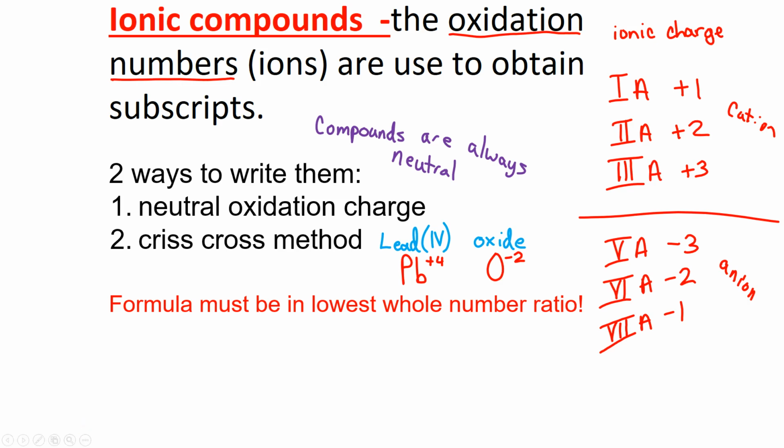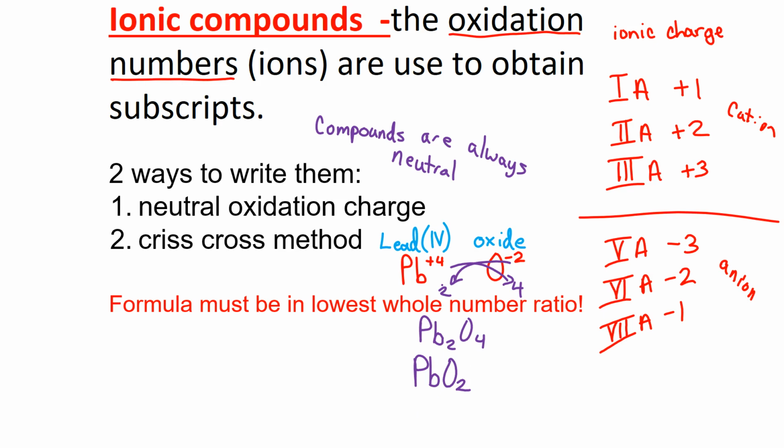Now, using the crisscross method, what would be the formula that I would get for this? So I'd get Pb2O4. Is that written in the lowest whole number ratio? No. So how do I fix this? So that's going to be my actual compound, because I divided each of those by 2.